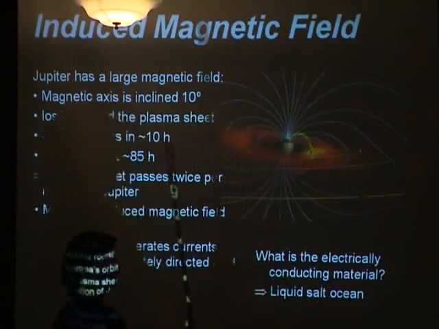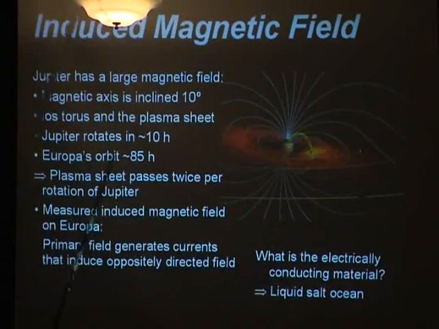So the magnetic field is taking a turn every 10 hours with Jupiter, and since Europa's orbit is 85 hours, it gets overtaken by the equator 8 times per orbit. So therefore, it's 2 times every time it goes around Jupiter.